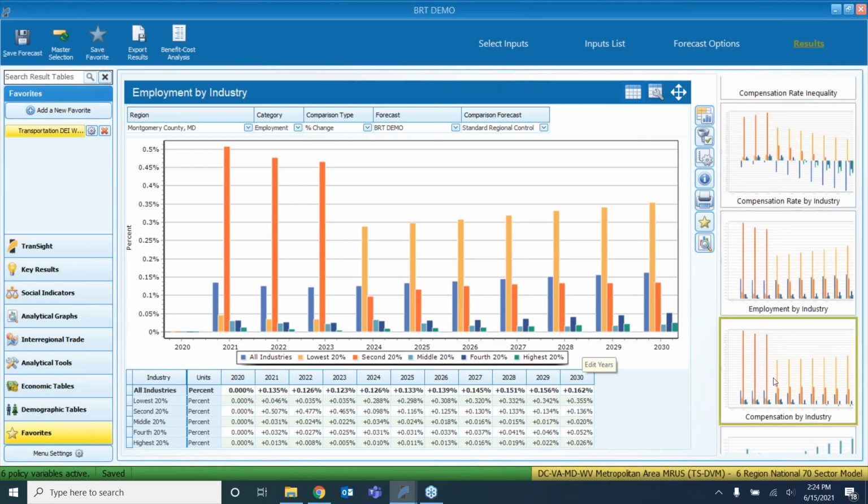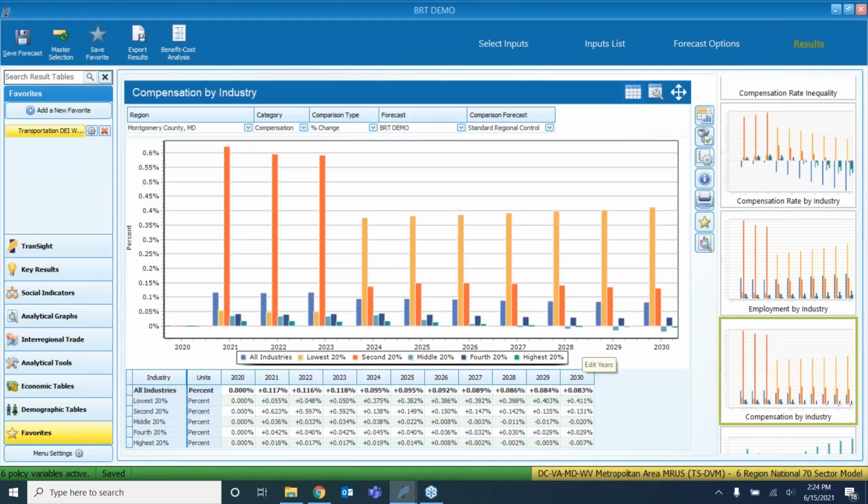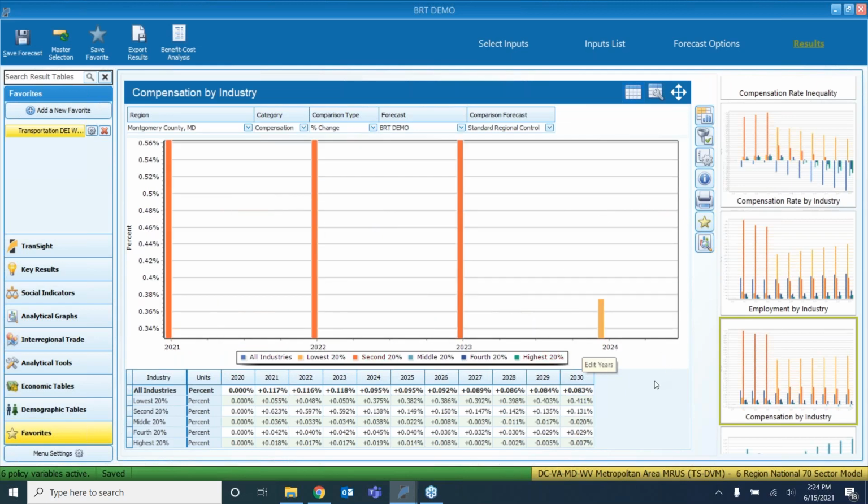We can see compensation by industry. This closely mirrors the employment by industry graph, but in this case captures compensation. So again, we see those marked increases for the second lowest 20%, as well as the lowest 20%.